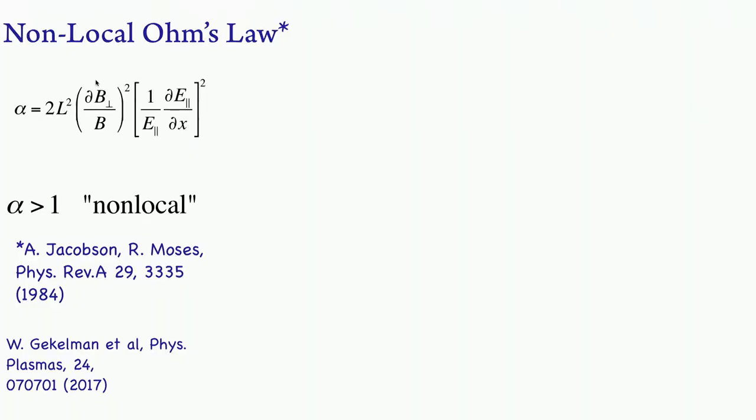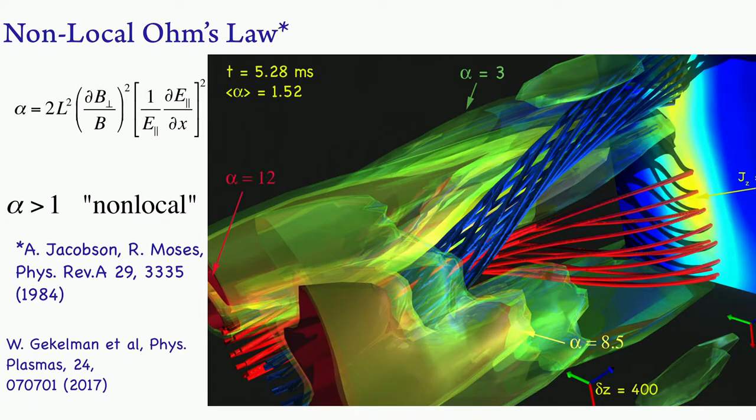So we calculate alpha, and this is the calculation. To guide your eye, these are the two ropes, red and blue. And then these are surfaces of constant alpha. The red surface in the middle there is 12. That's bigger than 1. There's a surface where alpha is 3, another where alpha equals 8. Three nested surfaces. If you average it over the entire volume, it's 1.5. So Jacobson's law seems to hold true. Alpha is greater than 1. You have to give up, and you can't use Ohm's law.